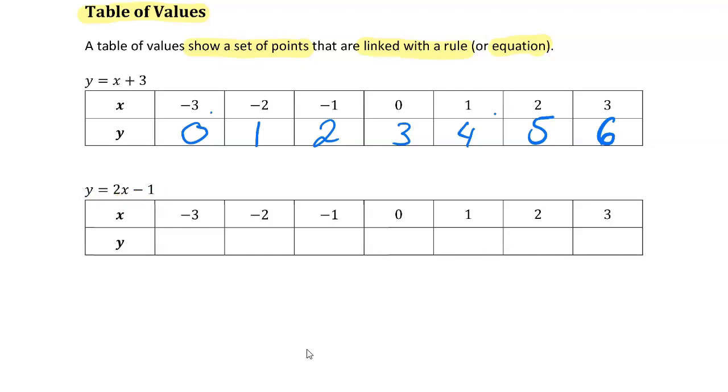So let's look at this next rule. y equals 2x minus 1. So with substituting the value for x, that will tell us what that y value is at that value of x. So I've got x equals -3. So 2 times -3 is -6, minus 1 is -7.